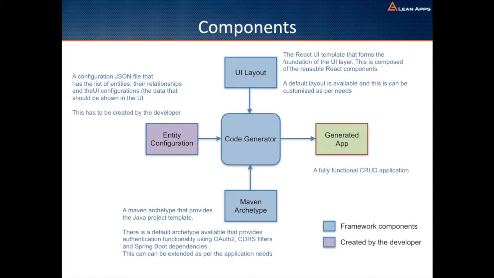The second is an entity configuration, which is currently a JSON file. This contains a list of entities, their relationships, and the UI configurations, basically the data that needs to be shown in the UI. The third is a Maven archetype, which provides the Java project template. There's a default archetype available that provides authentication functionality using OAuth 2, CORS filters, basic Spring Boot dependencies, etc. An output of this is a fully functional CRUD application. As shown here, the only configuration that the developer needs to provide is the entities, which is basically a JSON file. Now let's take a quick look at the JSON.